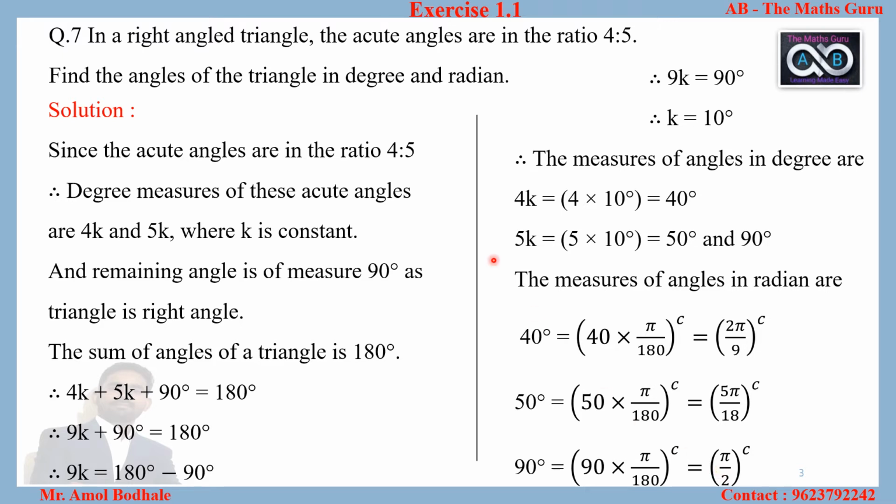Hence here the angles of the triangle are 40 degree, 50 degree and 90 degree in degree measure, and 2 pi by 9 radian, 5 pi by 18 radian, pi by 2 radian in radian measure.